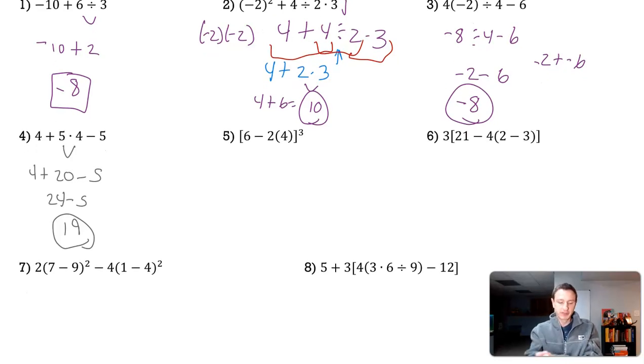And number 5, 6 minus 2 times 4, all being raised to the third power. So I'm going to do the 2 times 4. So 6 minus 2 times 4 is 8.